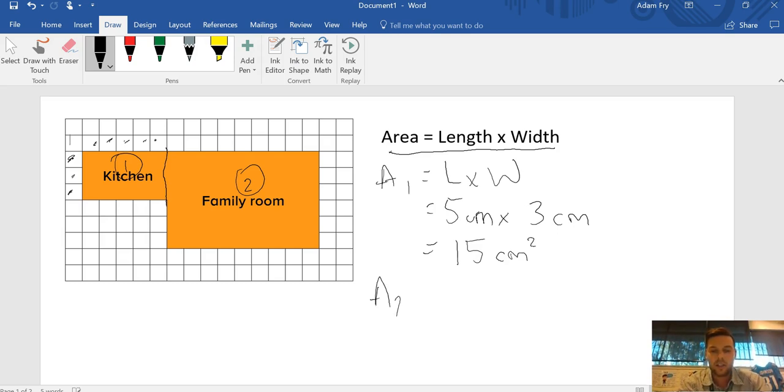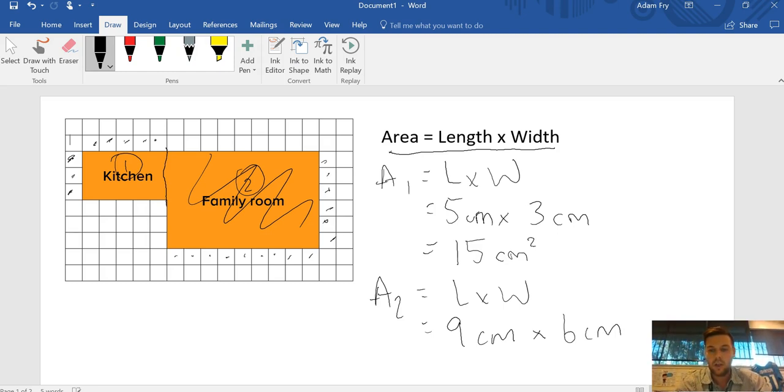Now our second shape here, length times width, which is this one here. Let's work out what our length is. 1, 2, 3, 4, 5, 6, 7, 8, 9. So that's 9 centimeters multiplied by 1, 2, 3, 4, 5, 6 centimeters. So if we multiply them together, 9 times 6 equals 54. And again, we're working with centimeters and it's area, so it's centimeters cubed. Squared, sorry, centimeters squared.